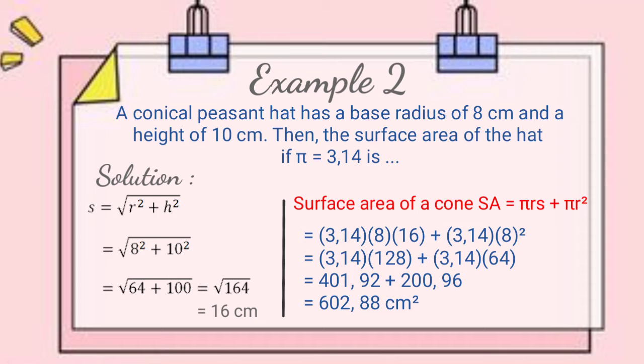We operate, equals 401.92 plus 200.96. So, the surface area of the head is 602.88 centimeters squared. I hope you can understand how to find the surface area of a cone from these two examples.